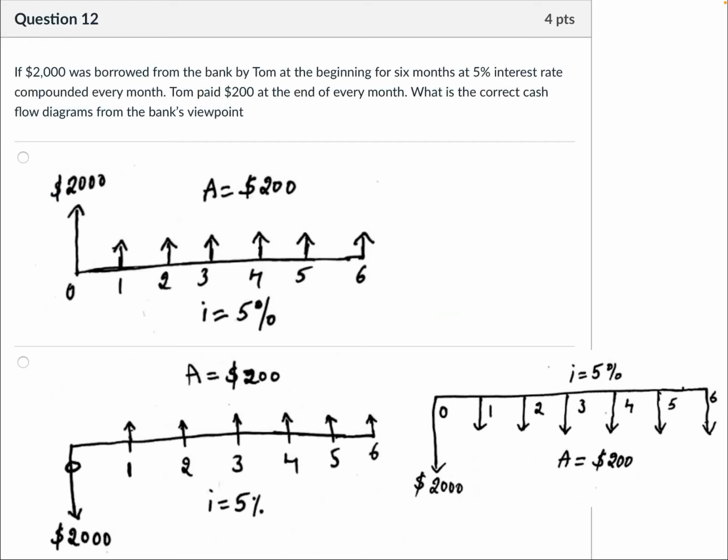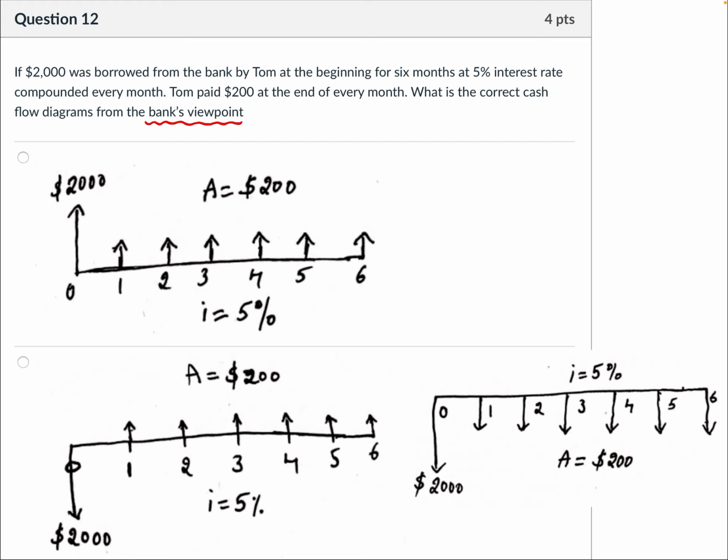Okay, another question. If 2,000 was borrowed from the bank by Tom at the beginning for 6 months at 5% interest rate compounded every month, and Tom paid 200 at the end of every month, what is the correct cash flow diagram? From whose viewpoint? From the bank's viewpoint.